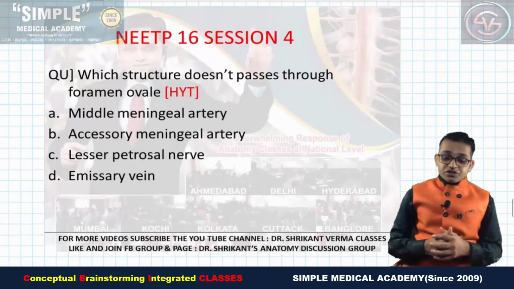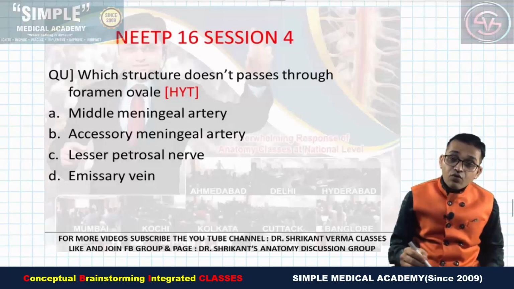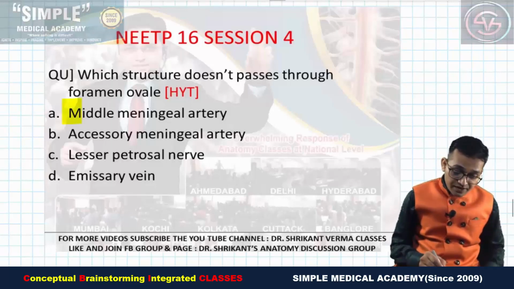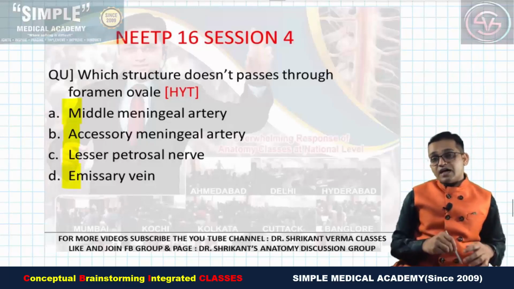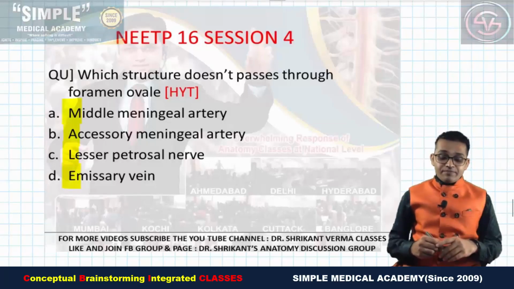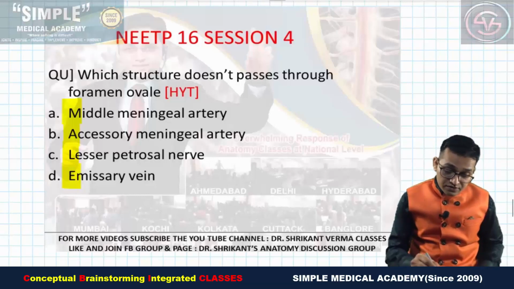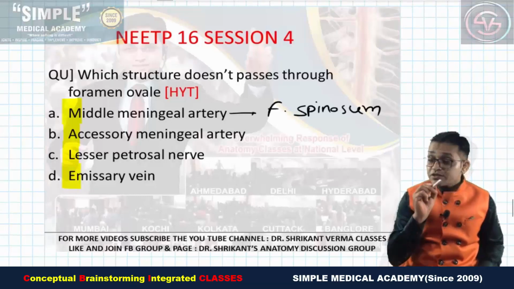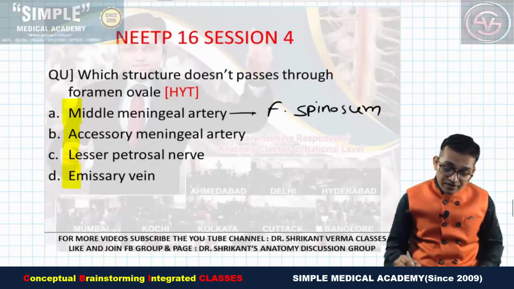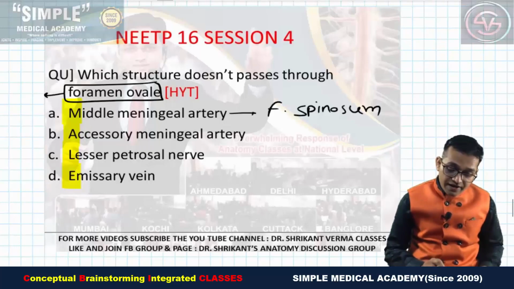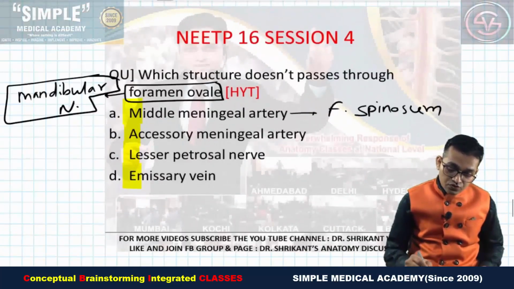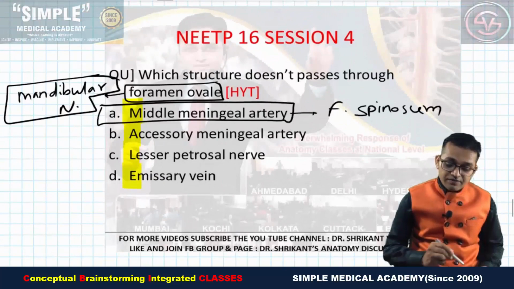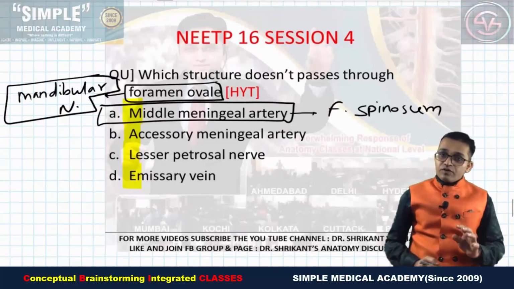Next question, which structure does not pass through the foramen ovale? As we know, the foramen ovale passes M, A, L, E, but the examiner is making confusion by giving all the M, A, L, E. So do you remember the middle meningeal artery? It passes through the foramen spinosum, not through the foramen ovale. Actually, the structure which passes through the M is the mandibular nerve. Yes. So here the answer is the middle meningeal artery. It is not passing through the foramen ovale.